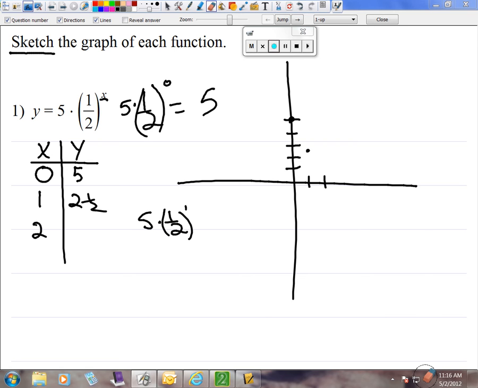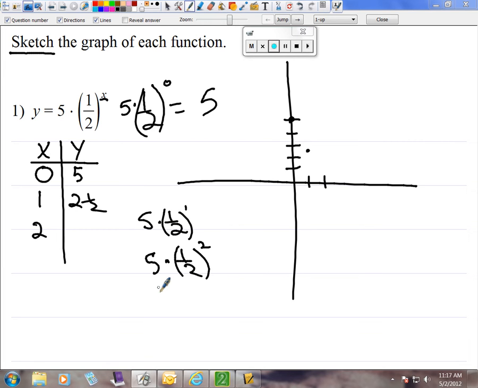All right. Now I'm going to do 5 times 1/2 to the second power. Of course, to the second power means to square, doesn't it? How many of you knew how to square 1/2? What is 1/2 squared? 1/4. All you do is square the numbers. What's 1 squared? 1. What's 2 squared? 4. So it's 1/4.